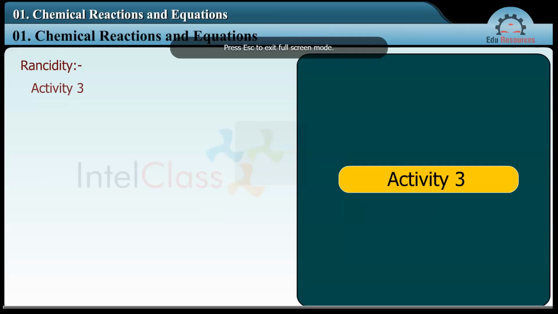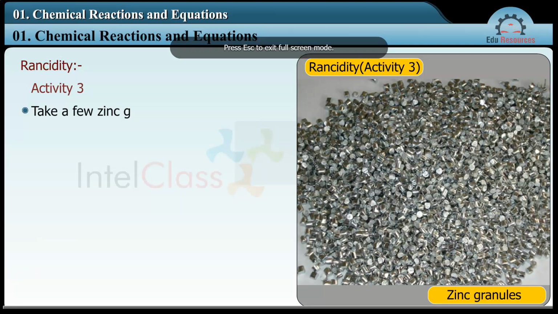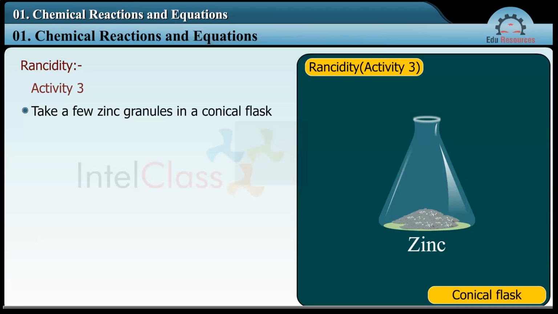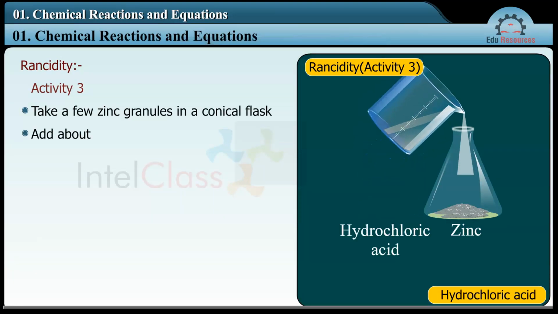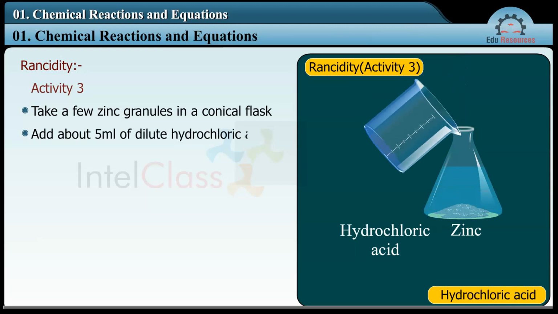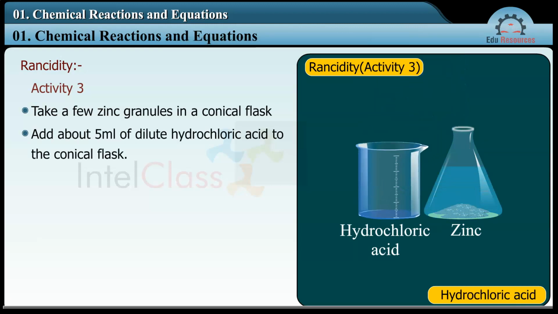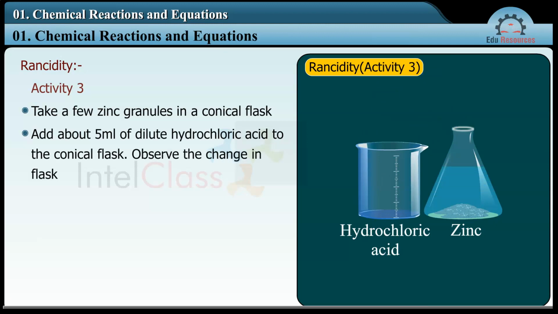Activity 3. Take a few zinc granules in a conical flask. Add about 5 ml of dilute hydrochloric acid to the conical flask. Observe the change in flask. What changes do you notice?